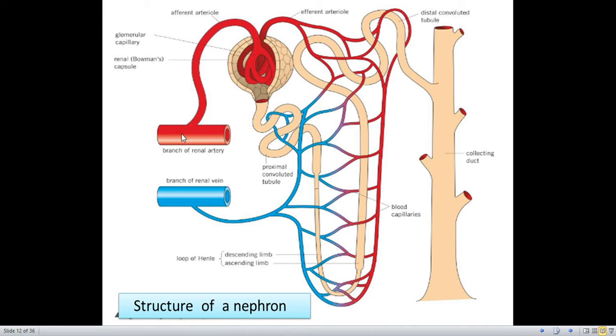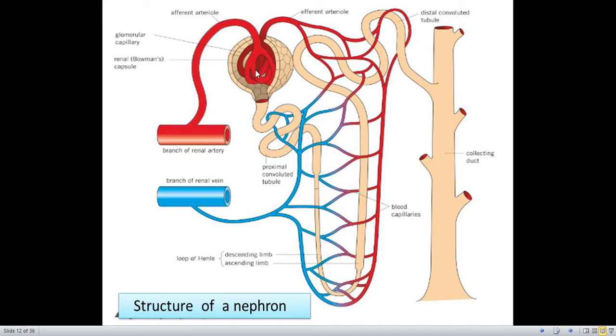Now you can see the renal artery, branch of renal artery. It comes to the Bowman's capsule. This part is called the afferent arteriole. This is the glomerulus, and this is called the efferent arteriole. Renal artery gets divided to form afferent arteriole, glomerulus, efferent arteriole. Each afferent arteriole enters into each Bowman's capsule, where they further divide, forming a dense network of capillaries. It is known as glomerulus.